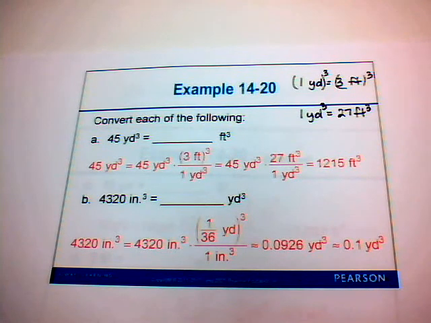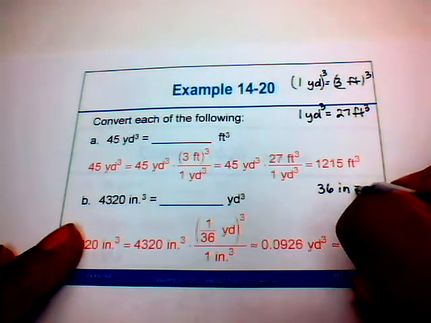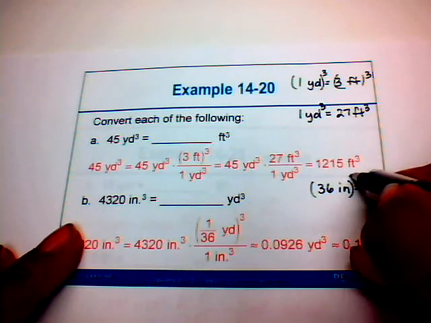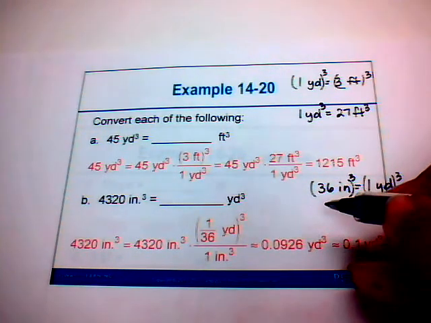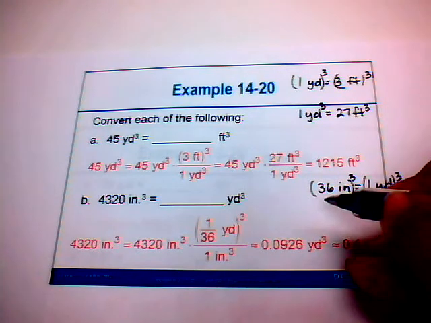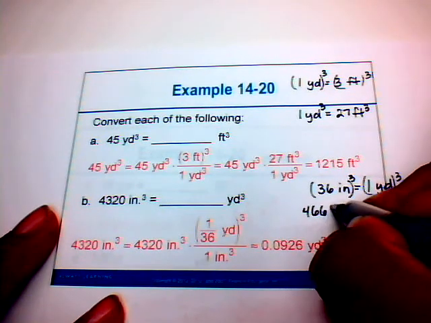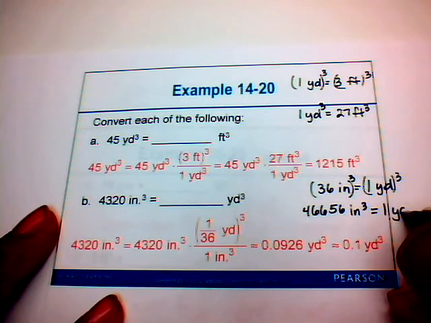Now, part B, you've got 4,320 cubic inches, and that's equal to how many yards? Okay, think of this. We know that there are 36 inches in a yard. Now, if we cube both sides, if I do 36 to the third power, that's going to give me 46,656 cubic inches. And that's equal to 1 cubic yard.